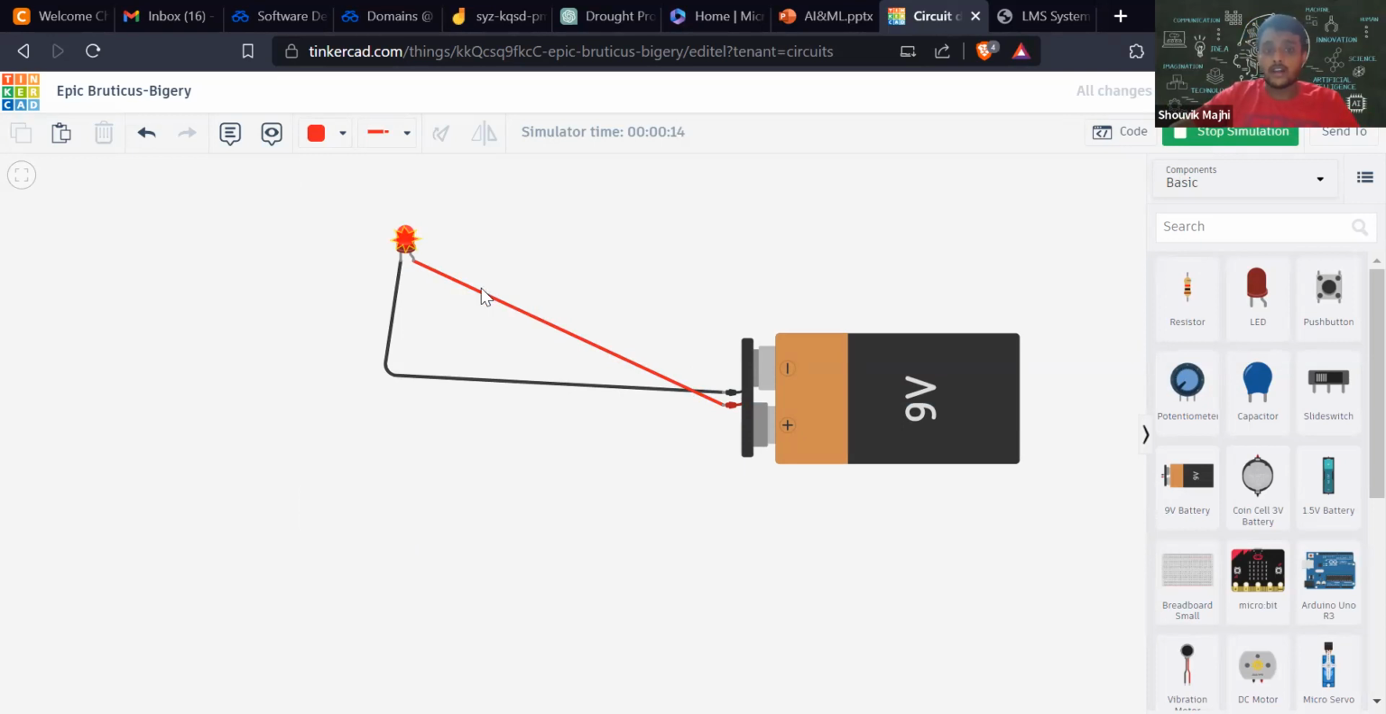So without a resistor, we can damage our devices. For example, LEDs, your buzzers, or any other components that need protection from excess flow of electrons, we can counter it by a resistor itself.